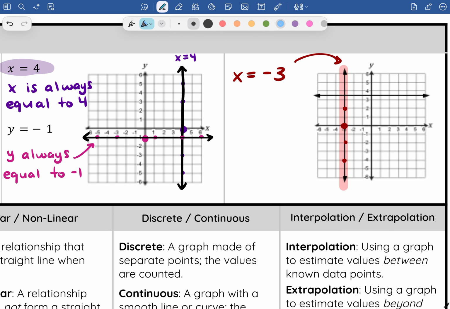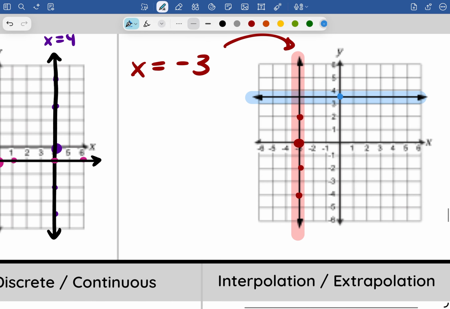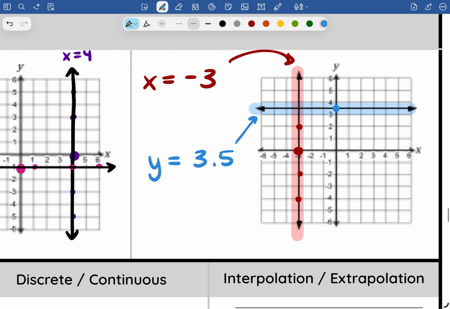Same idea looking at our horizontal line right here. We want to see what is consistent for every single part of this line here. This one's a bit tricky because it's going through the halfway point between 3 and 4. So we're looking at 3.5 as our y-intercept, and that really is just our equation as well. Y equals 3.5 would be that graph right there.